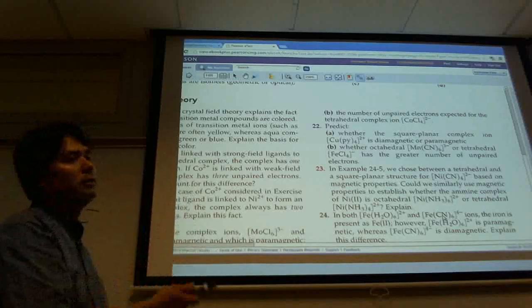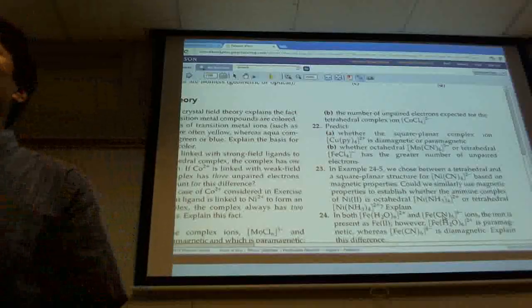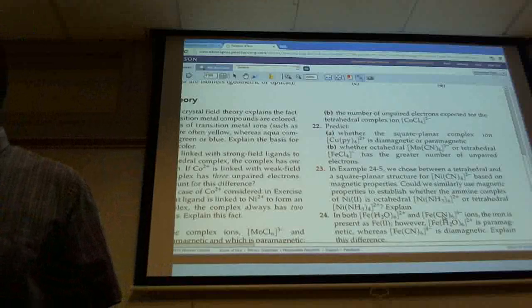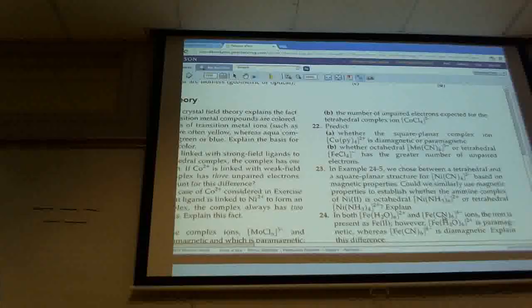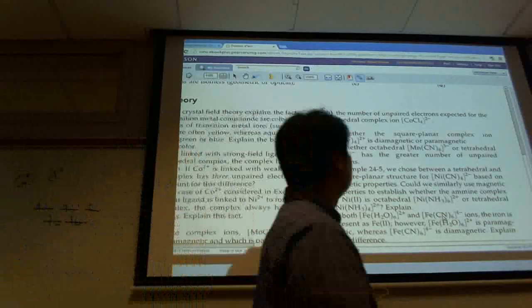And so chloro, it doesn't matter if it's strong field or weak field ligands, there's always going to be a small delta in tetrahedral complexes. And so we got cobalt 2 plus. Cobalt 2 plus has how many d electrons? 7. So what's the question? The number of unpaired electrons. 1, 2. Small delta means these are high spin. High spin means promote the spins up. 5, 6, 7. How many? 3 unpaired electrons.